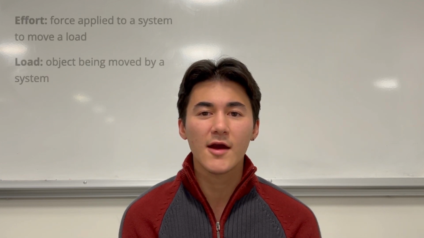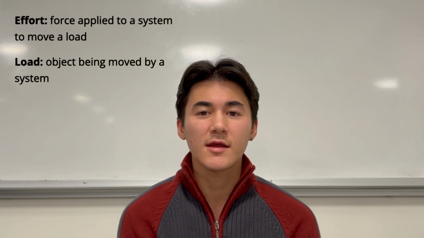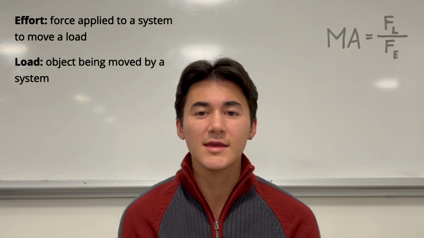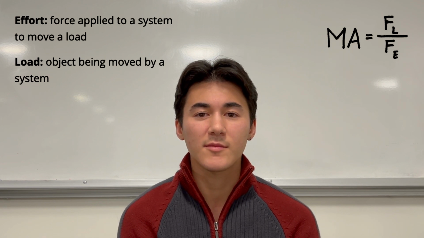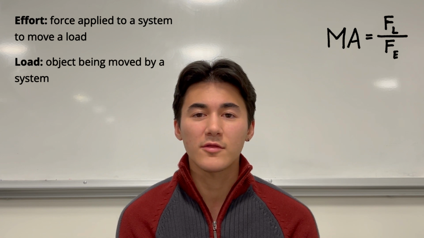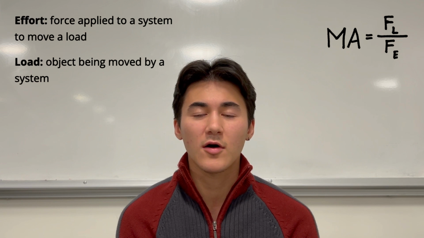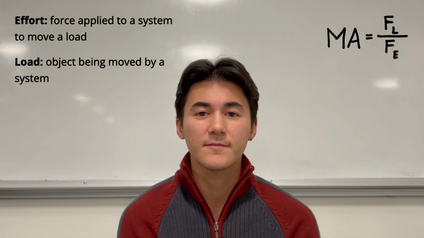Mechanical advantage can be defined as the ratio of the force exerted on a load by a system to the force exerted on the system by the effort. This can be written in the form of an equation as MA = FL / FE, where MA is mechanical advantage, FL is the force exerted on the load by the system, and FE is the force exerted on the system by the effort.